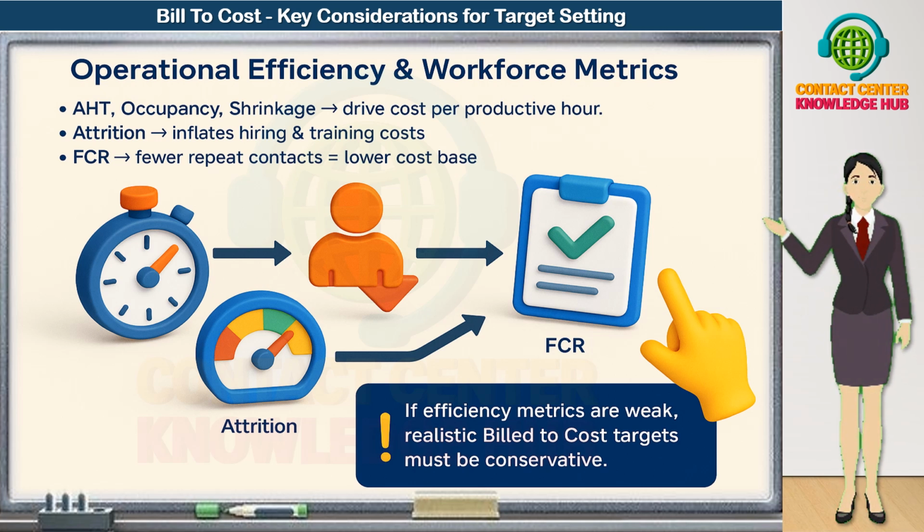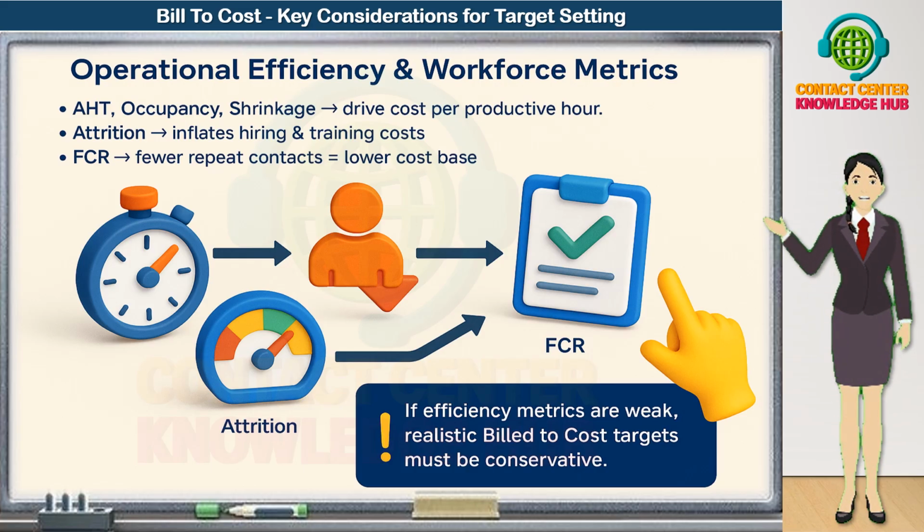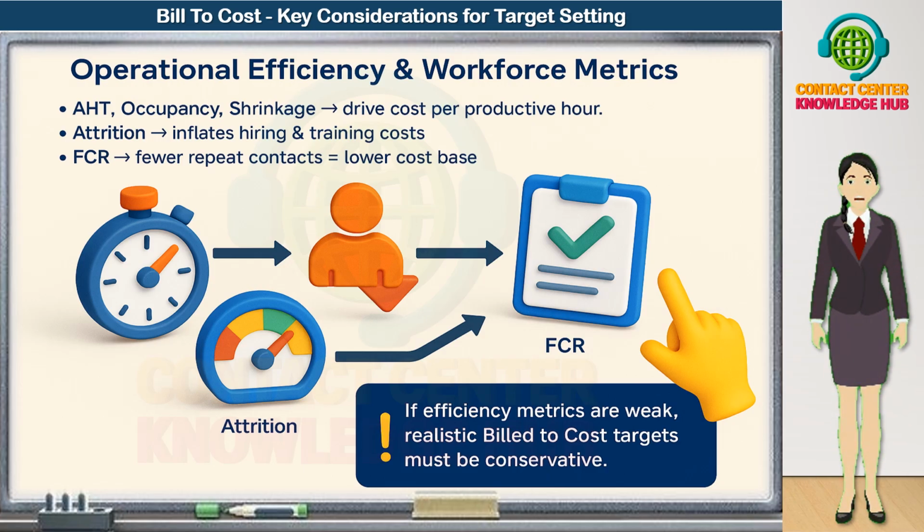Key insight: if efficiency metrics are strong, a higher build-to-cost target can be sustained. But if these operational metrics are weak, build-to-cost targets must be more conservative to protect stability and avoid margin erosion.